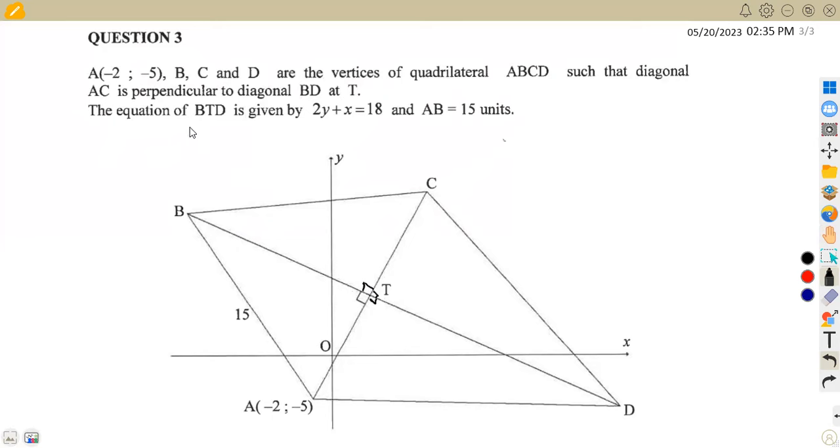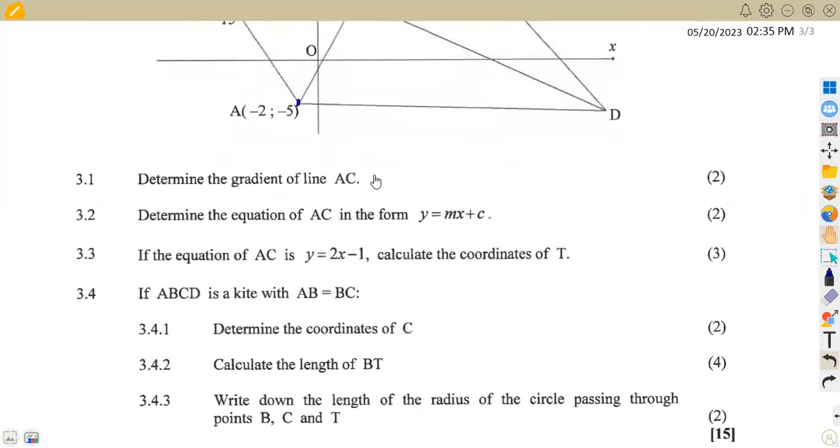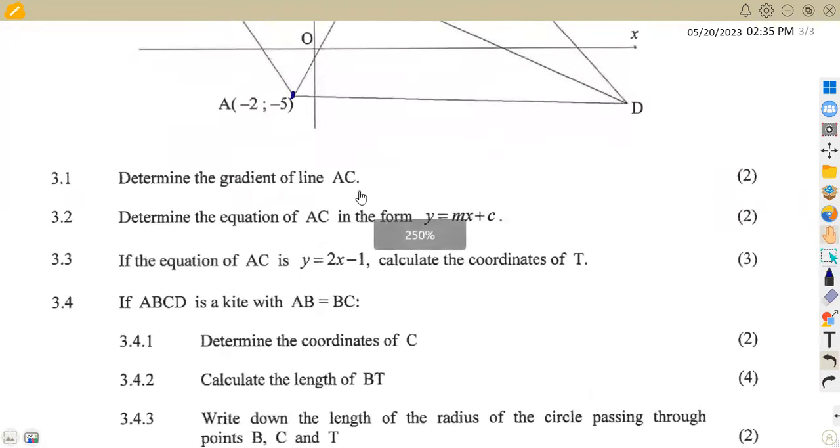And we are given the equation of BD, that is the line from B to D. We are given the equation of this line, that is 2y plus x equal to 18, and also AB, which is 15 units from point A up to point B. This distance we are given as 15 units. All right, so let's see what you're given in this case. 3.1, determine the gradient of the line AC. All right, so in this case, that's 2 marks for that.